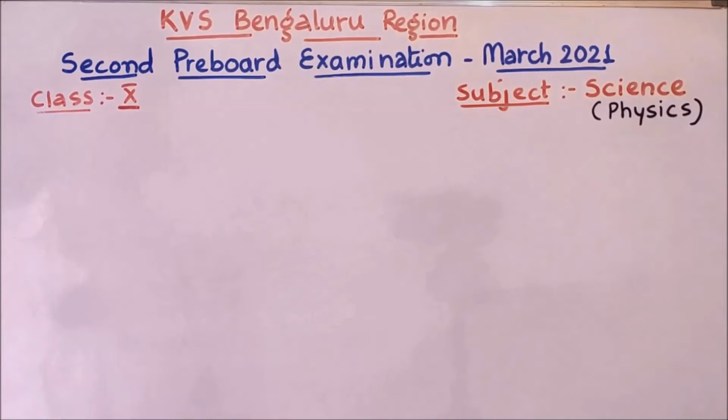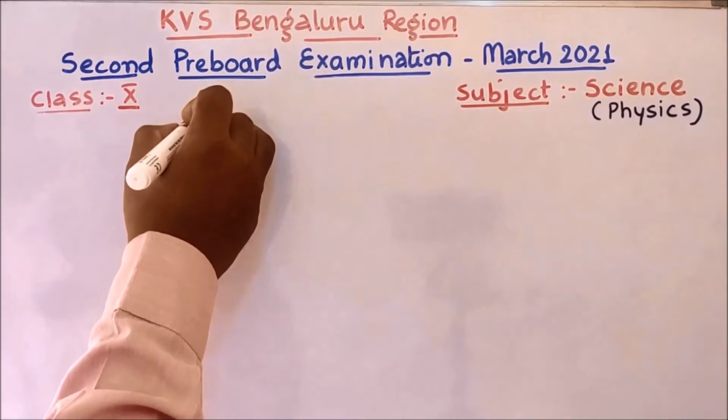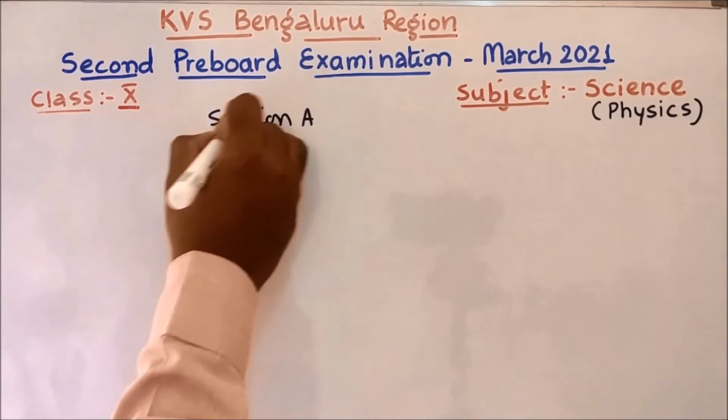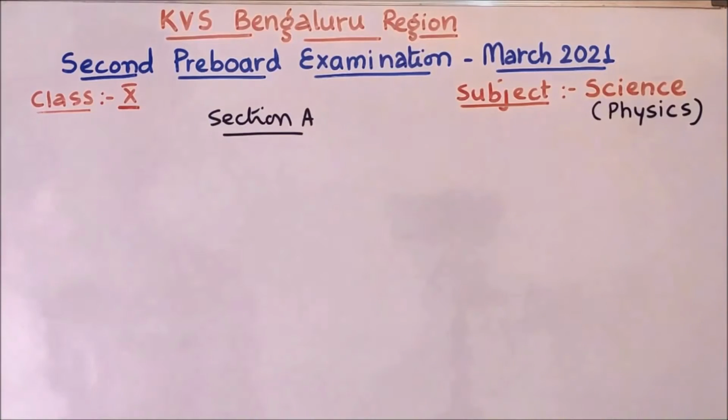So as already mentioned, I'll be discussing section A, and each question in section A carries 1 mark. So you do not have to write too much explanation. So let's begin the video.